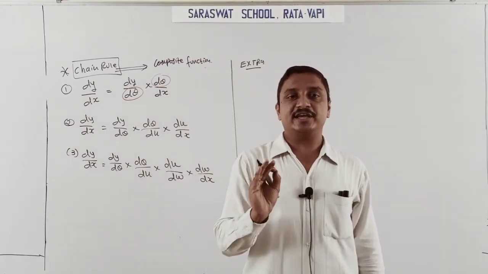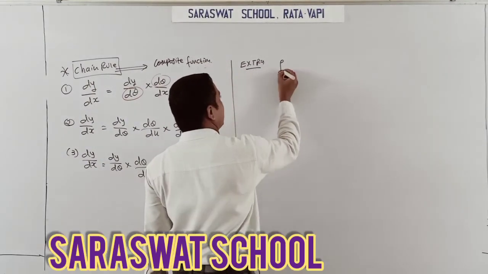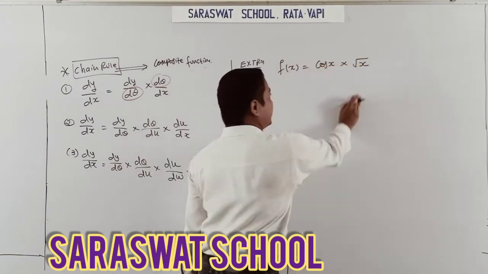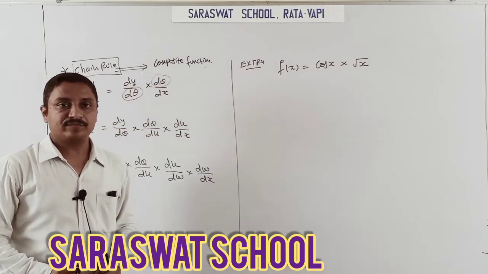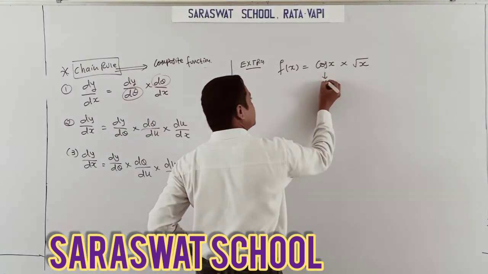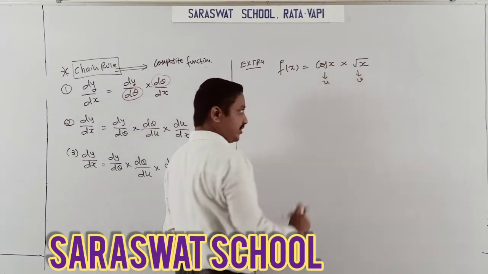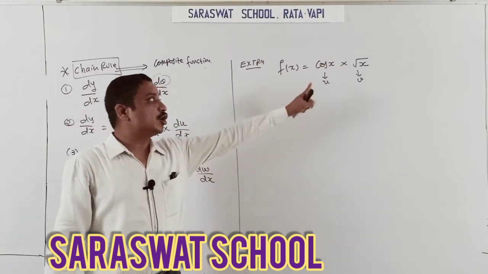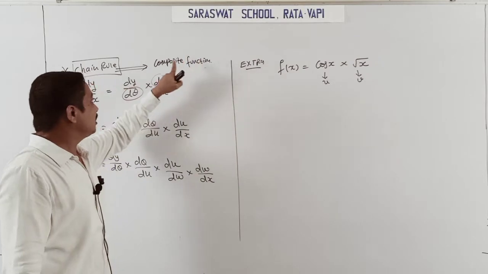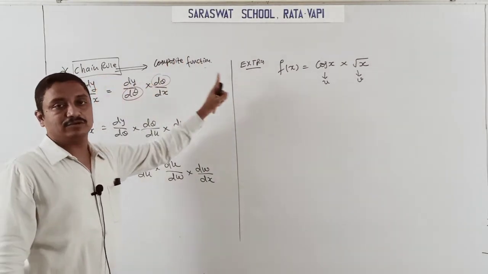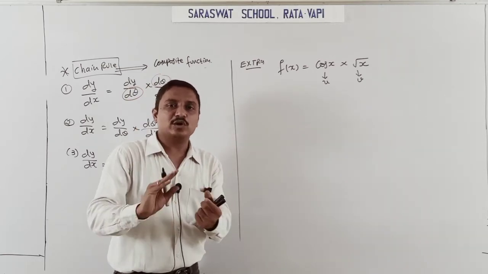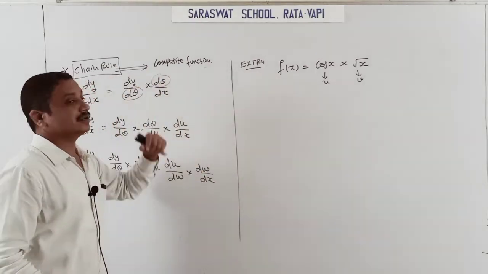So students, I take one little example. Given the function cos x into root x, I have given two functions. Both are a separate product. So here I consider u and here I consider v. Definitely it is not a composite function, so I never utilize the chain rule. I utilize the product rule. After that I explain the same question but with the function changed. Then it is a chain rule.